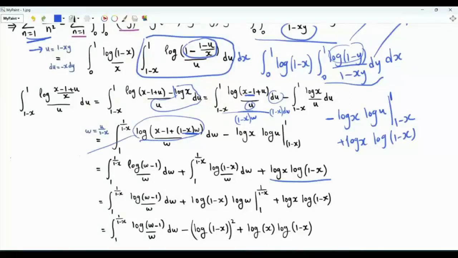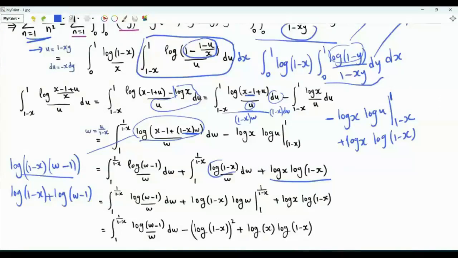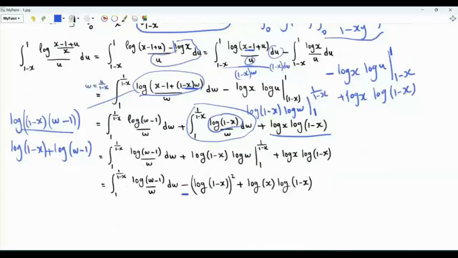Look at this logarithm here. We can write it down as log, and then we can have 1 minus x as a common factor, w minus 1. And write this as log 1 minus x plus log w minus 1. Log 1 minus x divided by w is readily integrable. When we do this integration, we get log 1 minus x multiplied by log w. If we use the lower limit of integration, we get 0. And if we use the upper limit, we get minus log 1 minus x. So this integration here will give us minus the square of log 1 minus x. Then this is the integral that we need to handle. Integral from 1 to 1 over 1 minus x, log w minus 1 over w dw.